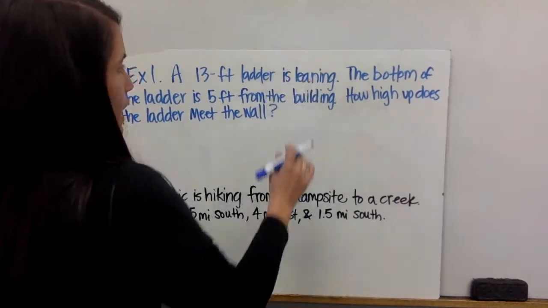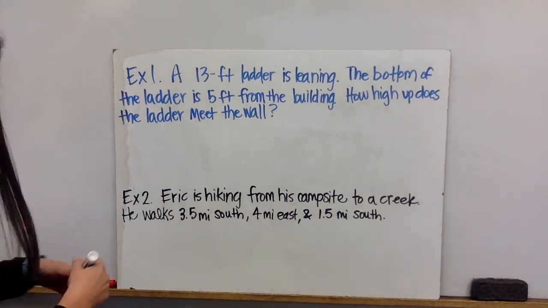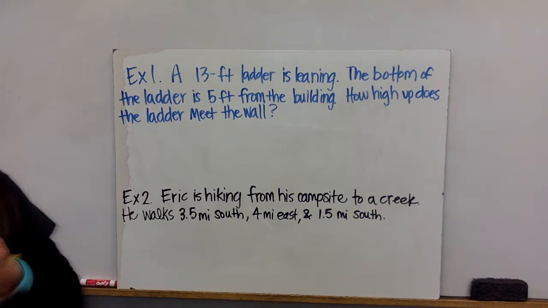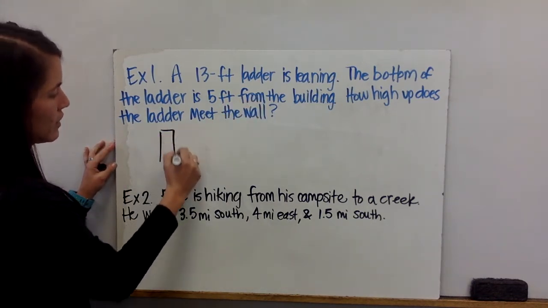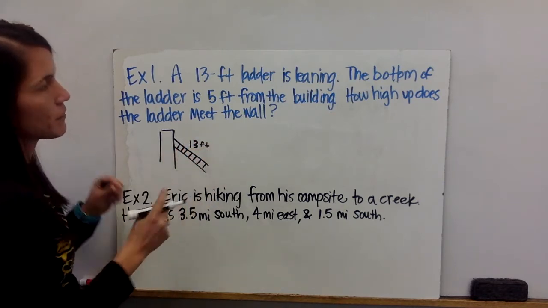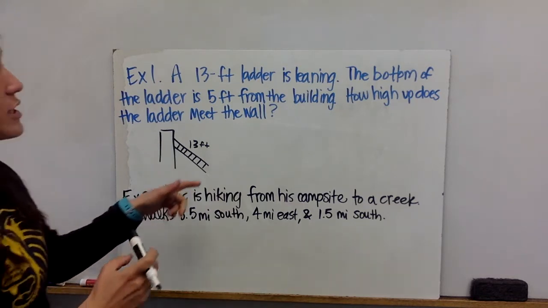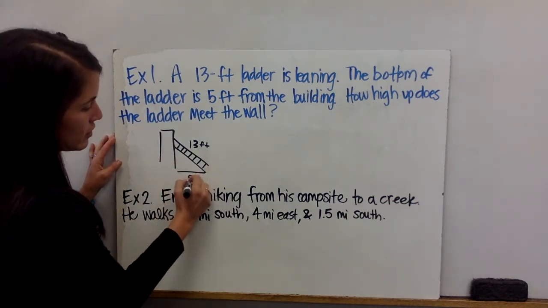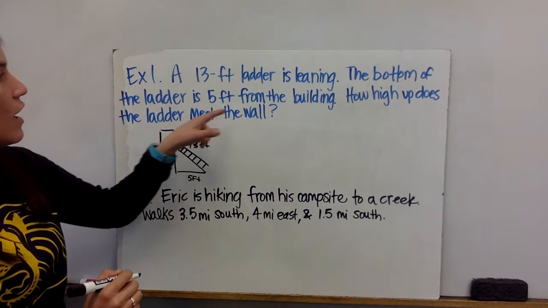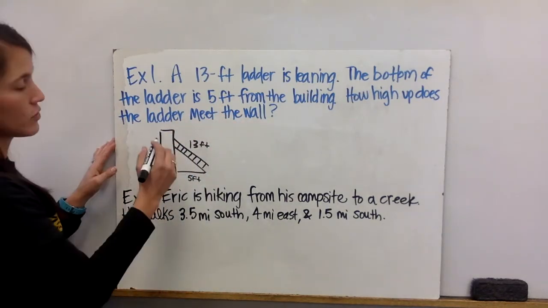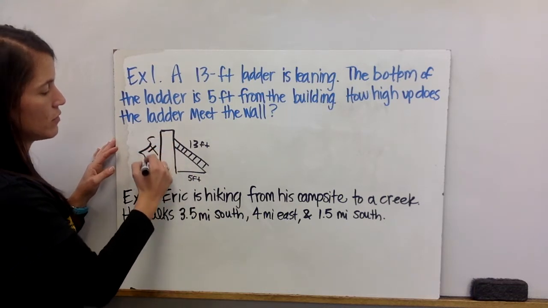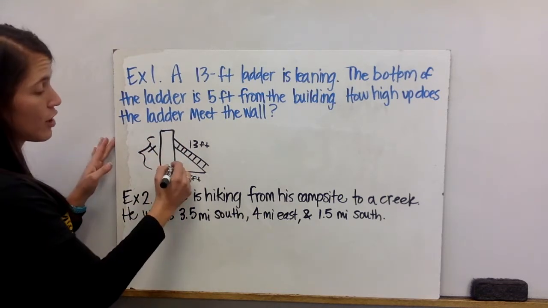Example 1. A 13-foot ladder is leaning against a building. If you have your building, and then you have a ladder, the ladder is 13 feet. The bottom of the ladder is 5 feet from the building. How high up does the ladder meet the wall? So we're looking for the distance up the wall, between the ladder and the building.